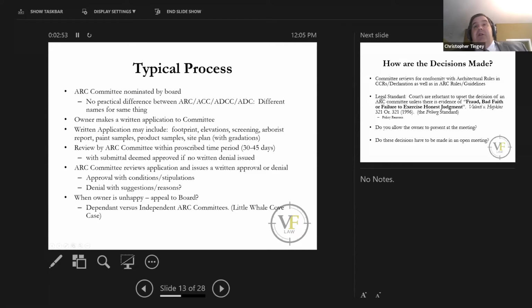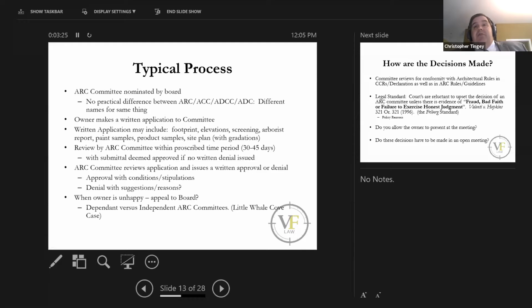And one question that I always get asked in the process is, are meetings of the committee open? Are they open to owners, or open to the people that submit the application, either way? And the answer is usually it's driven by your documents, but oftentimes documents are silent. They don't say that they have to be open. If there's a general provision in your documents that says all committee meetings have to be open, that would include the ARC. But again, that's not a typical provision.